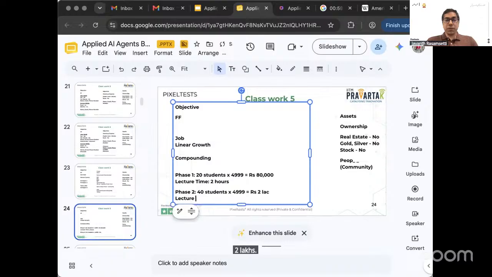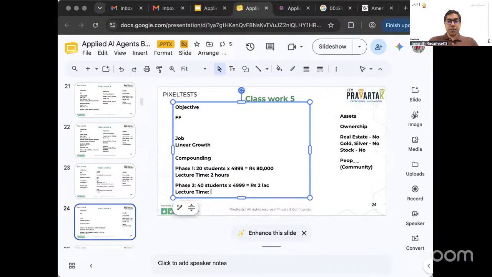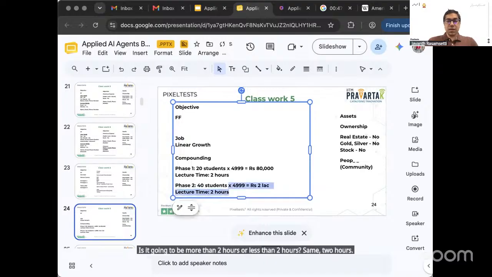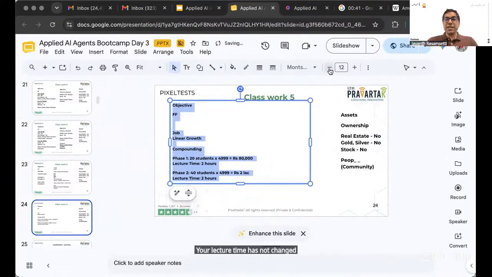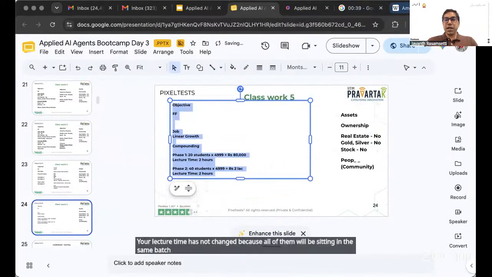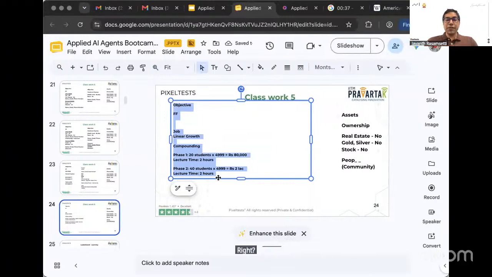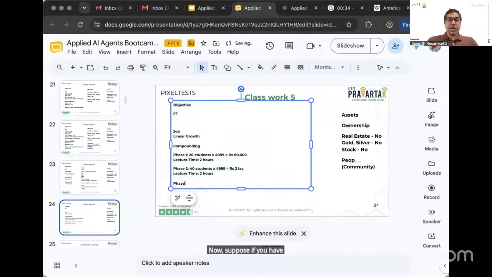What is the lecture time? Is it going to be more than 2 hours or less than 2 hours? Same, 2 hours. Your lecture time has not changed because all of them will be sitting in the same batch. Right? Now, suppose you have phase 3, if you have 50 students, let's say 60 students.